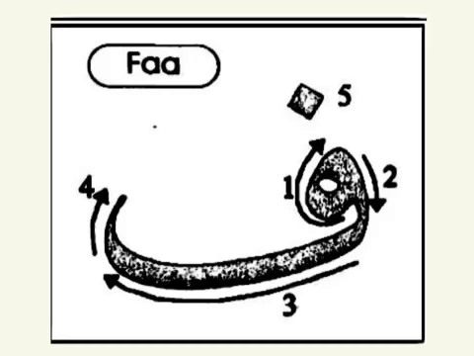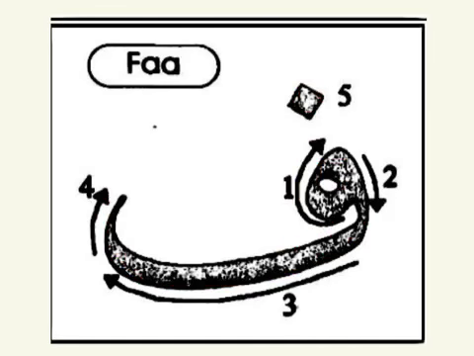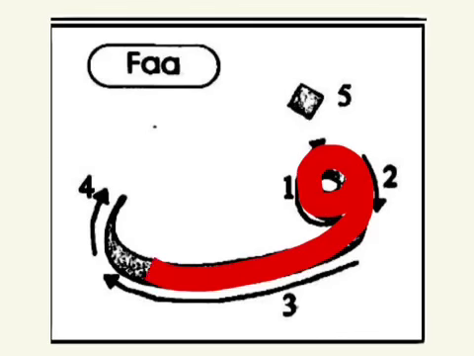Fa starts here, goes around, and then it has a long tail with one point up. Try it again. Start here, around, with a long tail and one point up. The letter Fa.